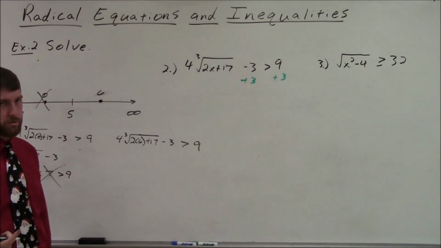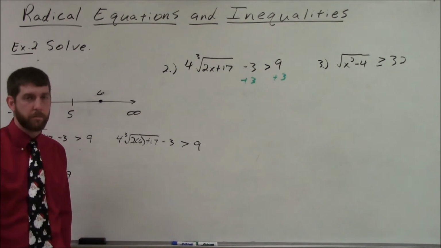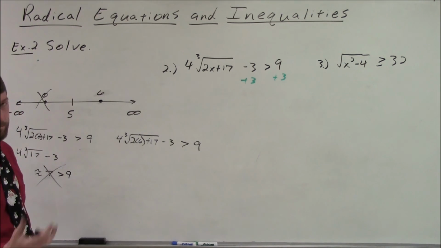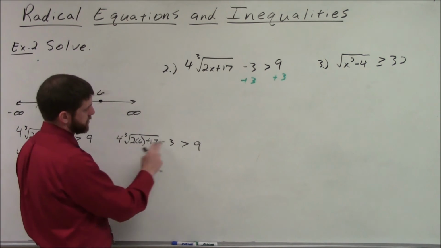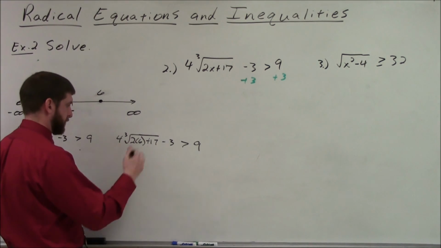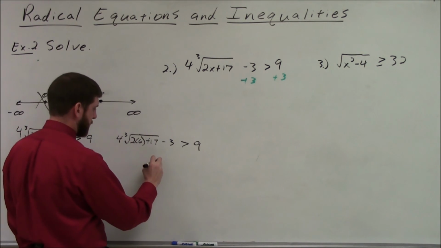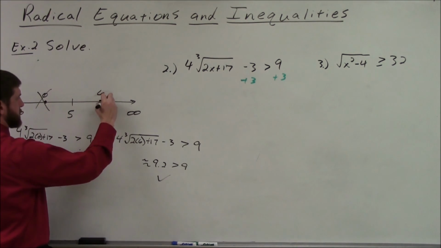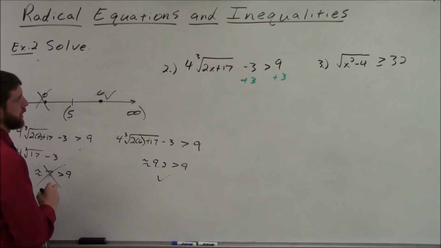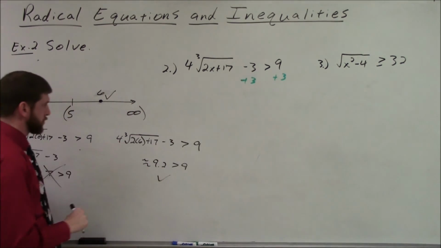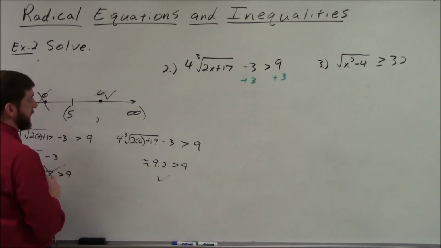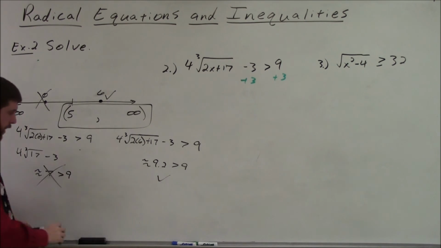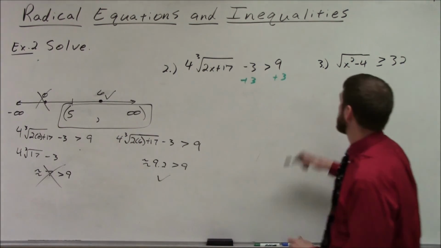12 plus 17 is 29, and the cube root of 29 is a little bit bigger than 3. 4 times a little bit bigger than 3 is a little bit more than 12. A little bit more than 12 minus 3 is probably about 9.2 approximately. That is greater than 9. That one checks, so we'll take that interval. And again, since it's not or equal to, we'll use parentheses. And that's the answer, from 5 to positive infinity. All right, let's move to the last example down here.